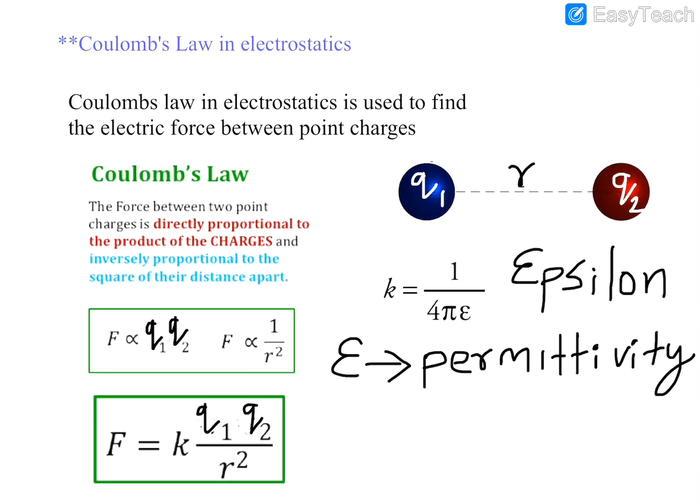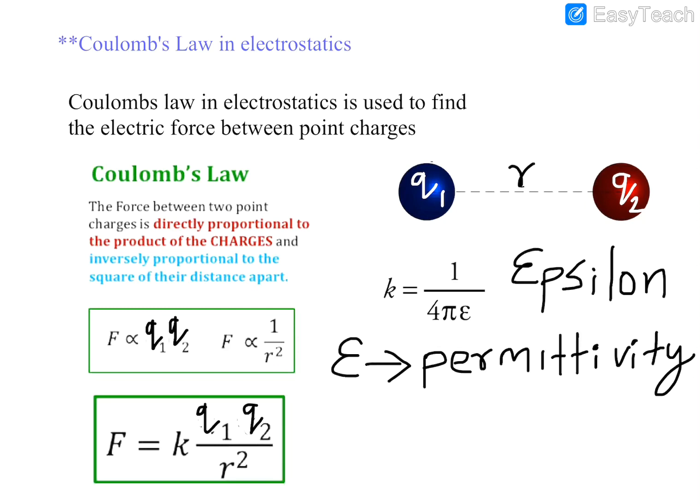The value of epsilon will change depending upon the medium in which you are keeping these charges. If you are keeping it in water, then this K value will have some value. If you keep it in kerosene, this K value will be different. If you keep it in air, this K value will be different, because epsilon will change depending upon the medium in which you are keeping these two charges. So this is the final expression for Coulomb's law in electrostatics.